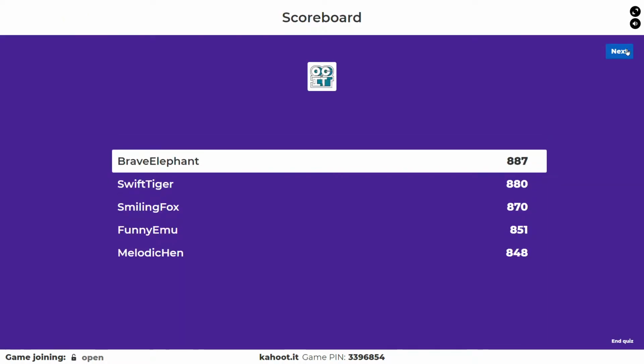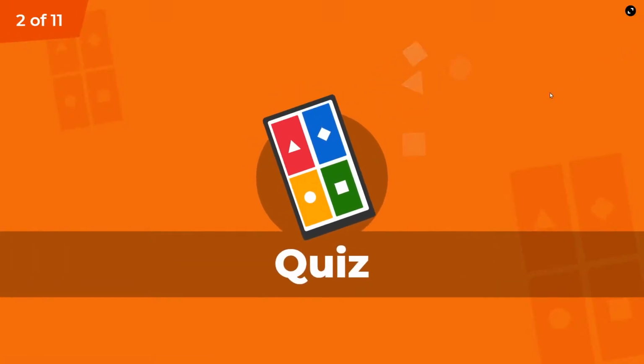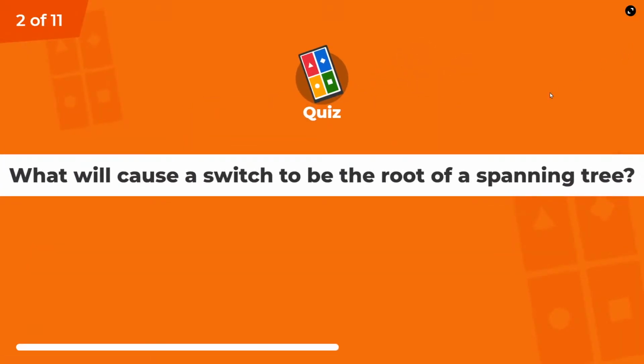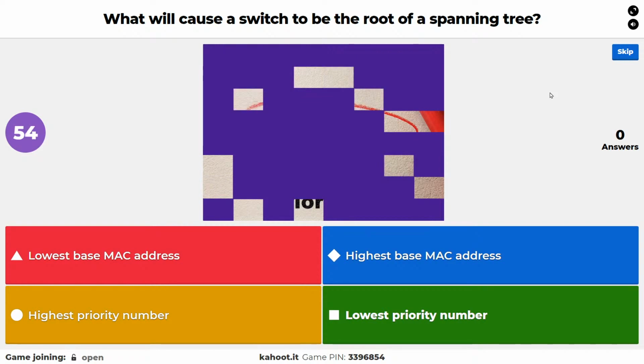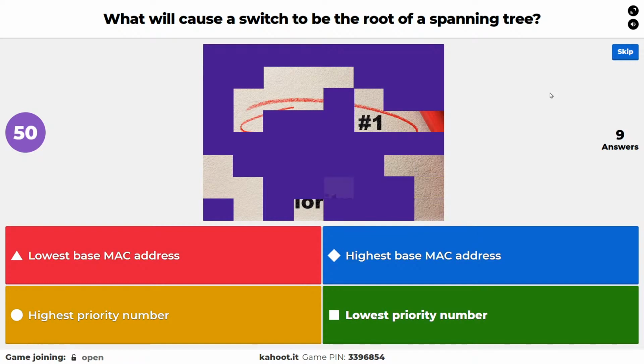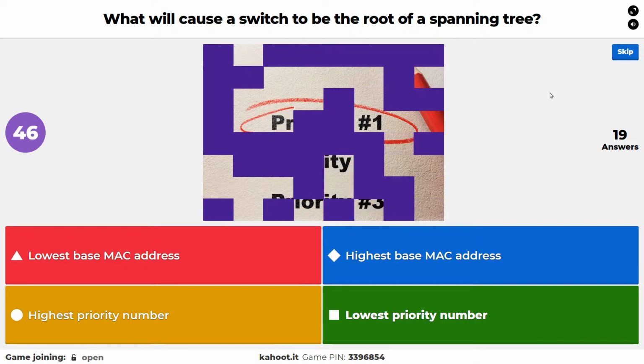All right, so at the top of the heap, we have Brave Elephant. Oh, so brave. Awesome. Okay, question 2 of 11. What will cause a switch to be the root of a spanning tree? Oh my gosh, I think I just gave this one away. But before you jump on an answer, pay attention to the wording of the answers. I'm looking for the number.